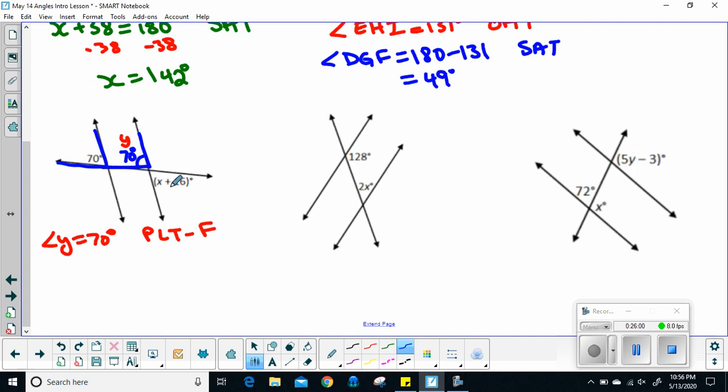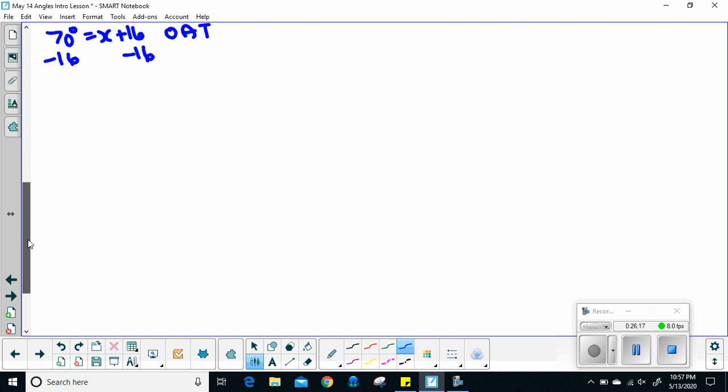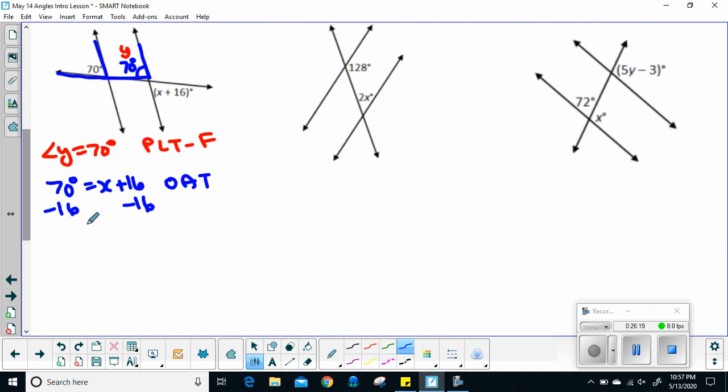So then I look and I see, well, these guys are opposite here. So that means that 70 degrees is equal to x plus 16 because they're opposite angles. Well, and now we can solve. So minus 16, and, oops, what's that? 54 equals x. So there's all sorts of combinations in here that we can look at. All sorts of cool things.